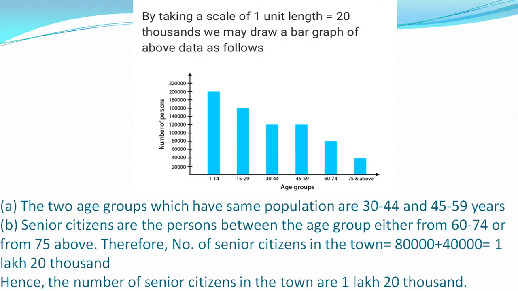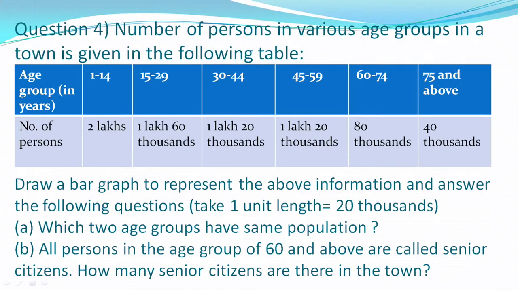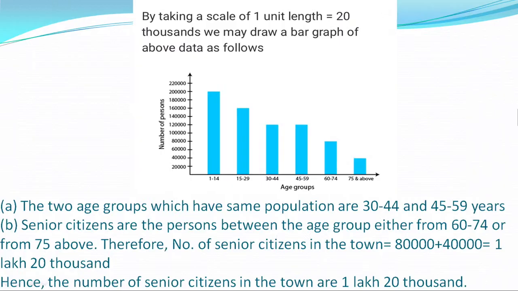Now, the next question is about our senior citizens. It is told to us that all persons in the age group of 60 and above are called senior citizens. Right. How many senior citizens are there in the town? Can you see 60 to 74 and 75 and above? Right. So, let us see here. Senior citizens are the persons between the age group either from 60 to 74 years or from 75 years and above. Right. Therefore, number of senior citizens in the town will be 80,000 plus 40,000. That is equal to 1,20,000. Hence, the number of senior citizens in the town are 1,20,000.